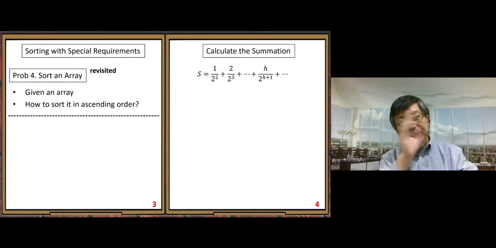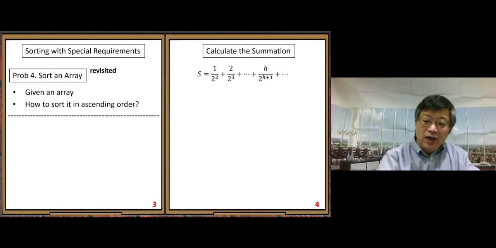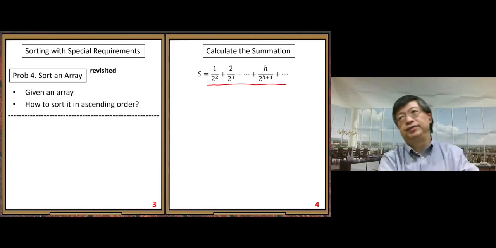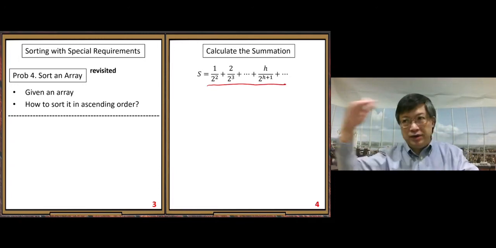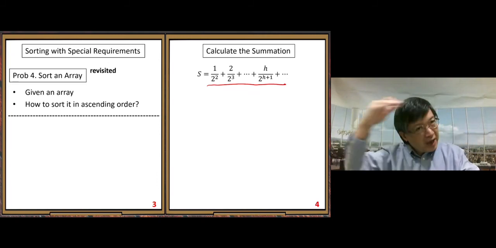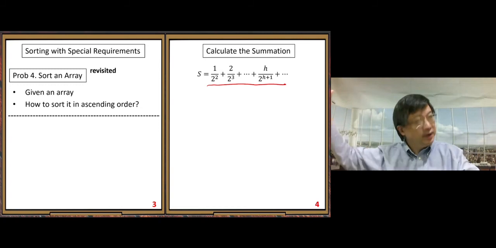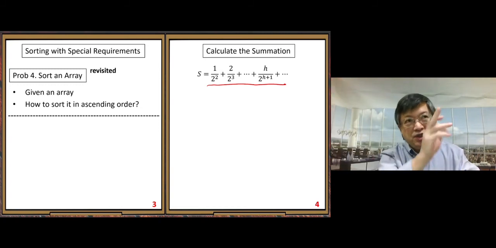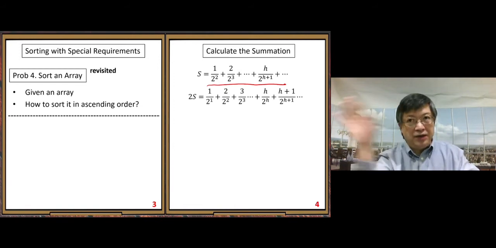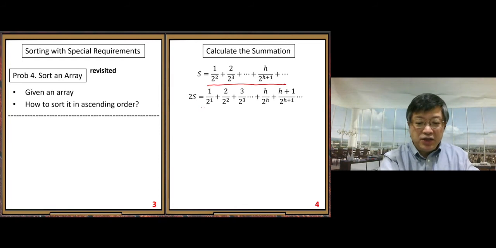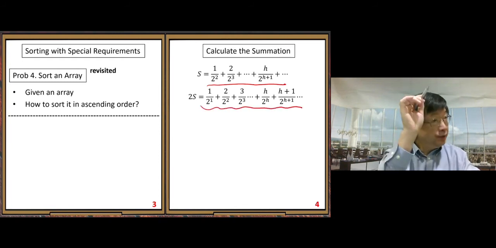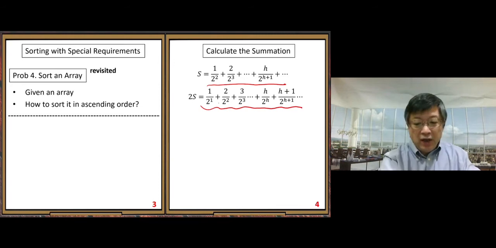When we do it, we need to use a very smart trick here. Simple, but it works quite well. Look at the denominator: all powers of 2, different powers of 2, in ascending order: 1, 2, 3, 4. If we multiply both sides by 2, so 2S equals, now you can see the denominator is still a power of 2, but shifted a little bit: 2 to the first, 2 to the second, and so on.